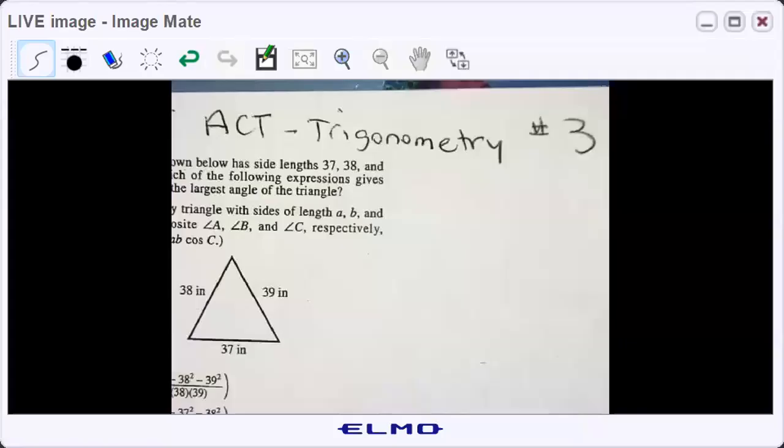Everybody, we're continuing our videos of trigonometry. This will be the third trigonometry video that we've done. Like I said on the second one, these are points that are fairly easy to get, and so I want to give you every opportunity to understand how to work them. So we're going to call this trigonometry number 3.